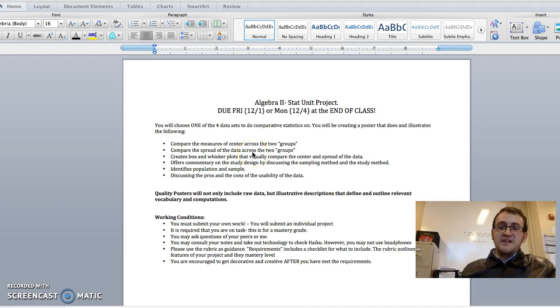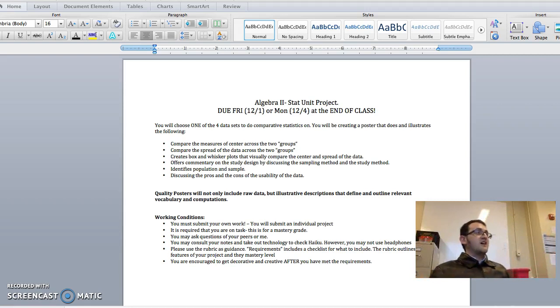You're going to be computing things like the IQR, and then you're going to create a box and whisker plot to visually represent the data across the two groups, and you're going to offer commentary on the study design by thinking about the sampling method and the study method, and identifying the population and the sample, and then you're going to discuss the pros and cons and the usability of the data.